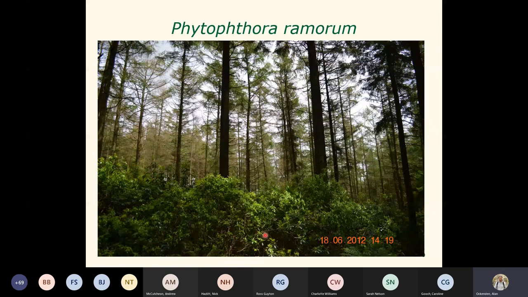And then in the foreground here, you can see this rhododendron bush that's looking rather sparse as well. So again, all these things are starting to add up and make you think, what's going on at this site? Why is it doing that?